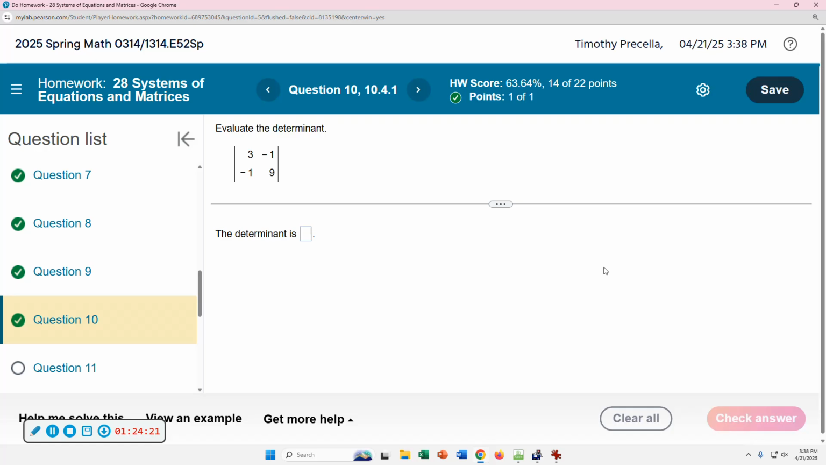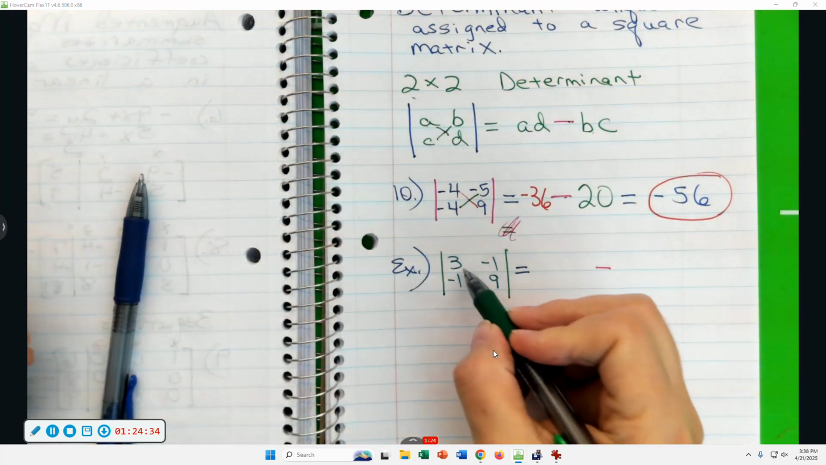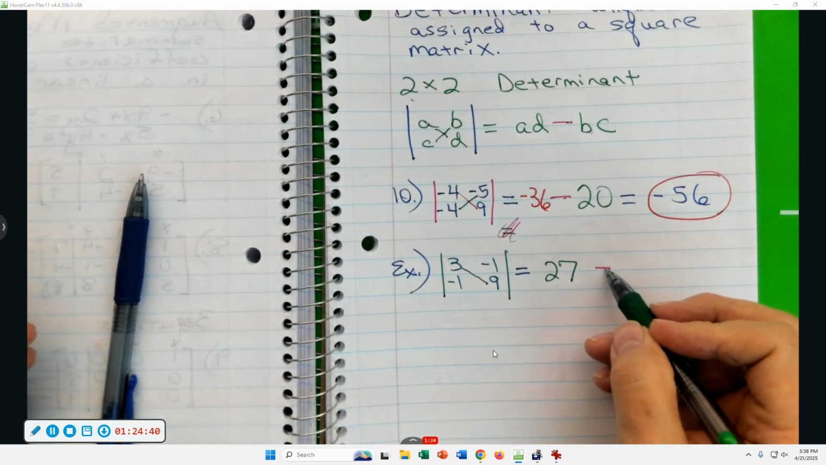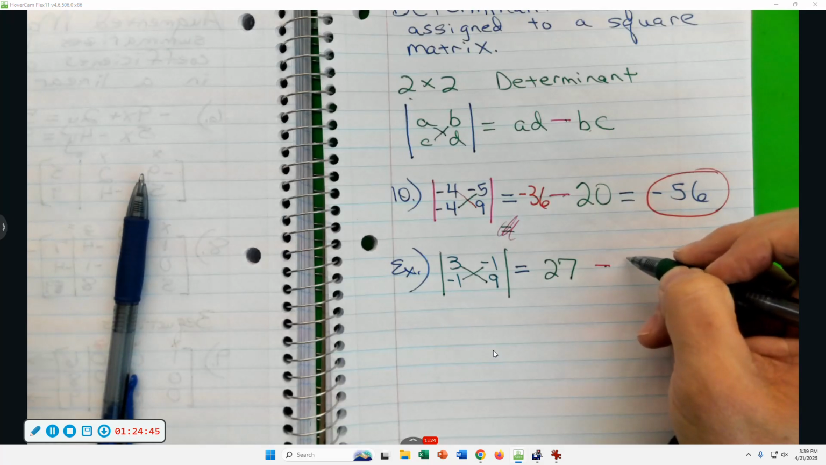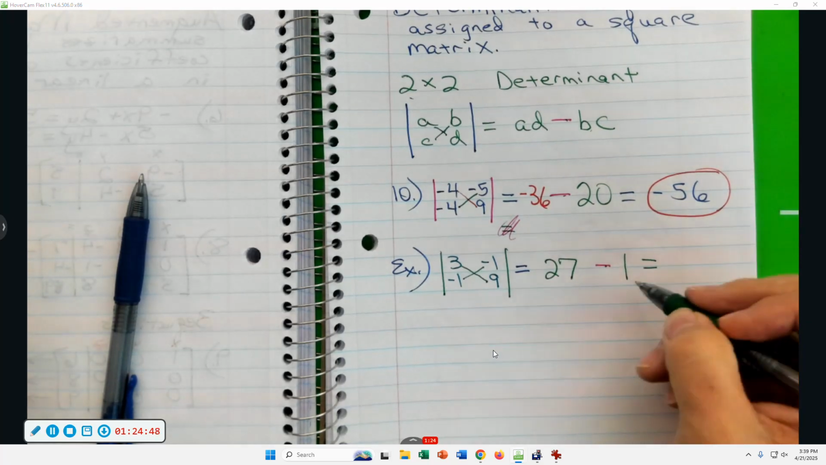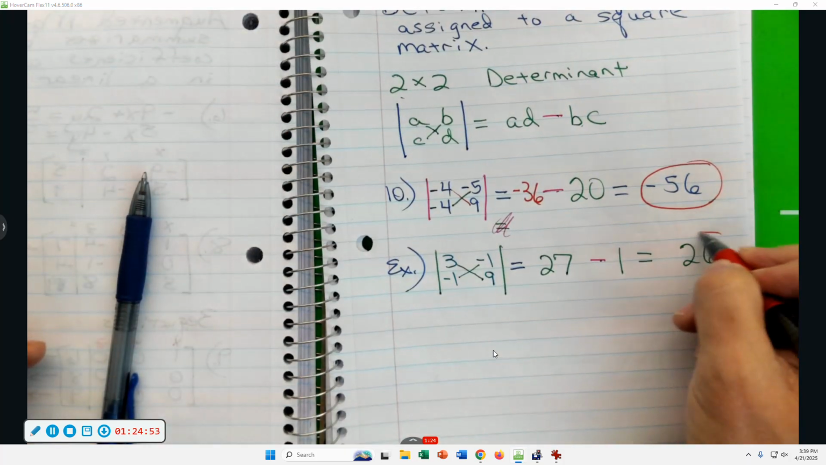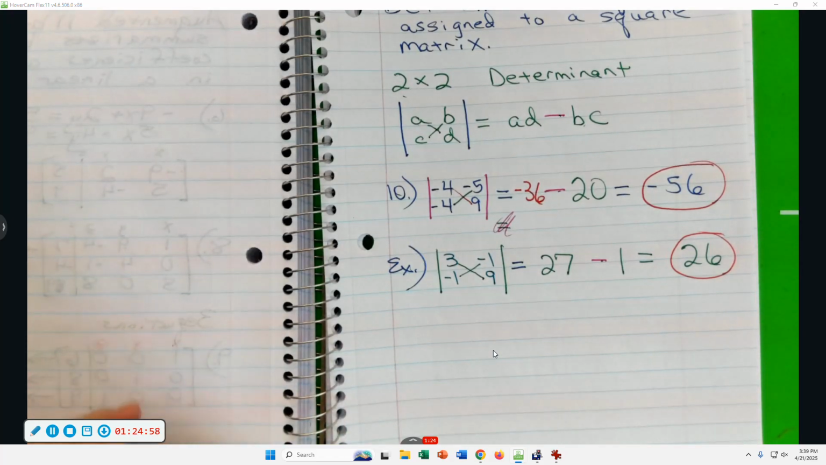3, -1, and then -1, 9. Okay, there's the minus. I start off. 3 times 9 is 27. A minus from the formula. -1 times -1 gives me a 1. 27 minus 1 gives me a determinant of 26. 2 by 2 determinants are pretty painless.